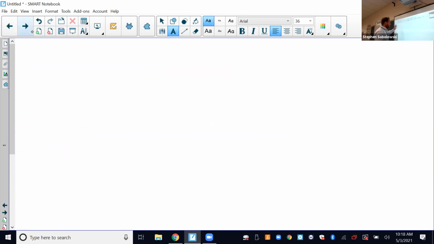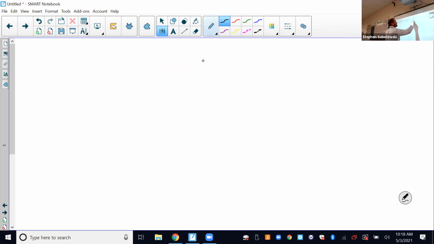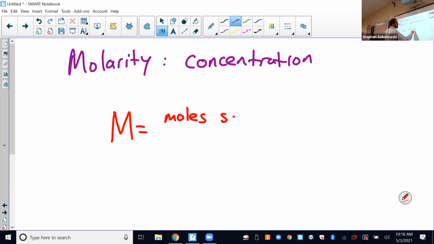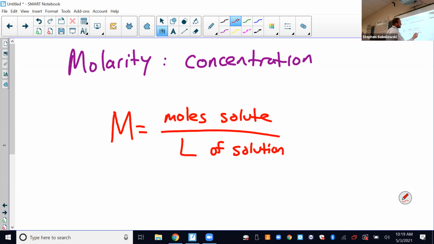So starting off with molarity, again, what is molarity? Well, molarity is a measure of concentration of solutions. By definition, molarity, which has a capital letter M, is moles of solute divided by liters of solution.